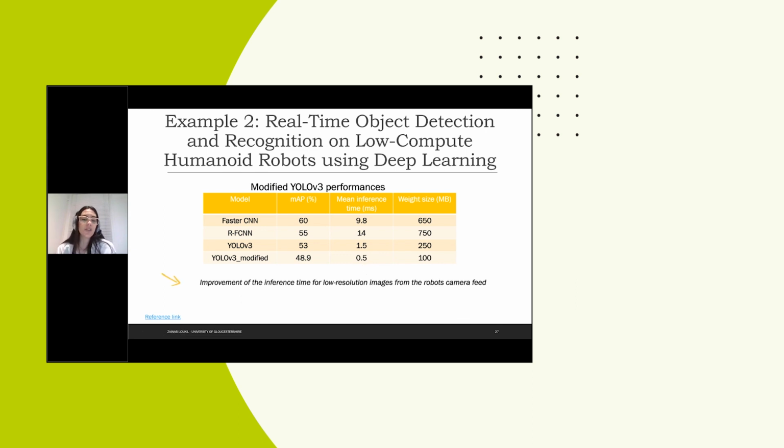So the improvement of the inference time for low resolution images from the robot's camera feed is really important. As a future direction, a deep learning approach for 3D space object detection using depth sensors. The depth sensors would help better than using a 2D camera sensor, especially in real life or real-time applications.